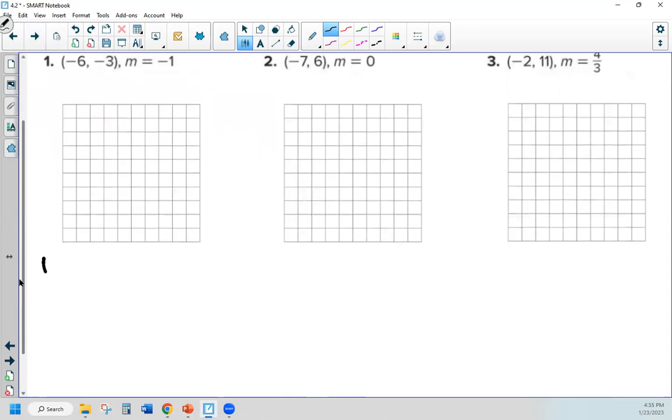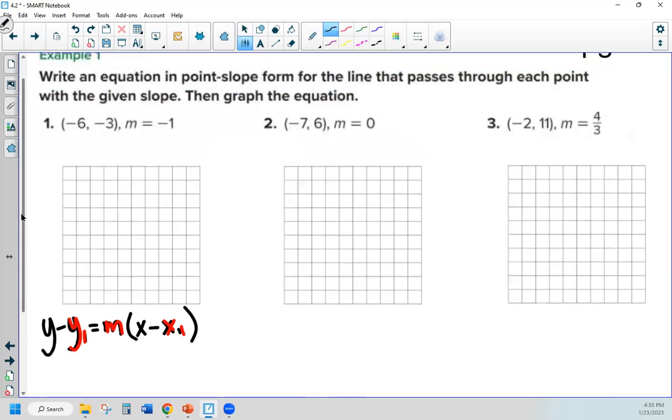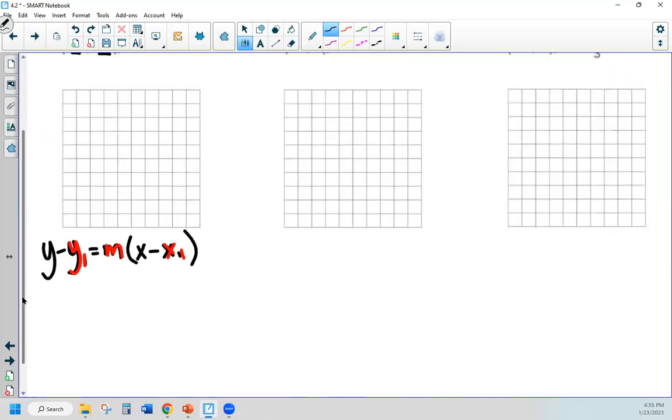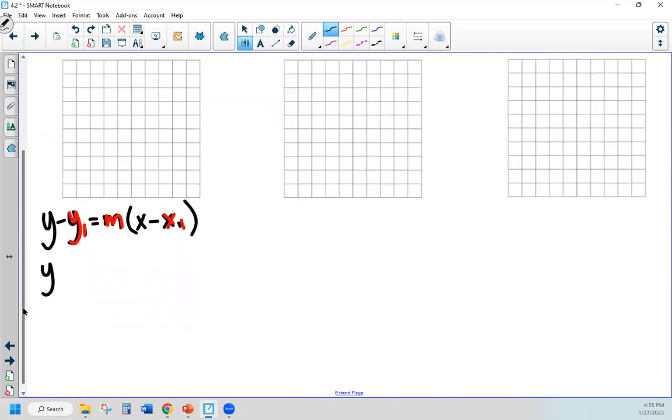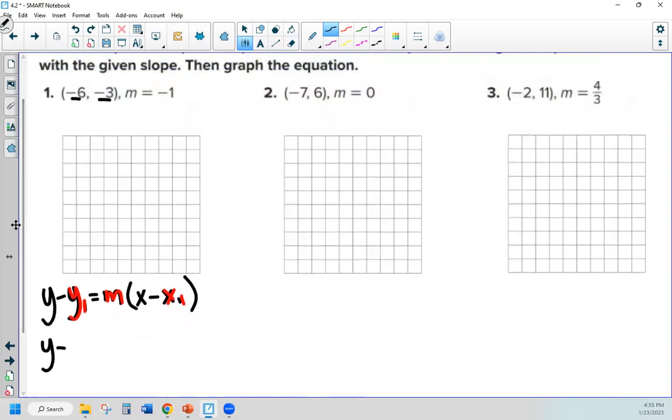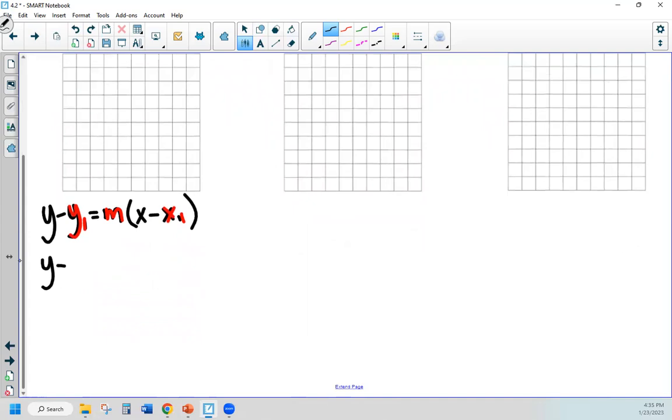So here we go. y minus y1 equals slope times x minus x1. The information that I need to input here would be my y1, the slope, and x1. Do I have an x and a y to work with? Yes, I do. I have -6 and -3. So how is this going to look? y minus the y that I have here, which is -3, so I would write it as -3 in parentheses. The slope that's given to me is -1, so I'll put -1. And then once again, my x value is -6, so minus -6, close parentheses.